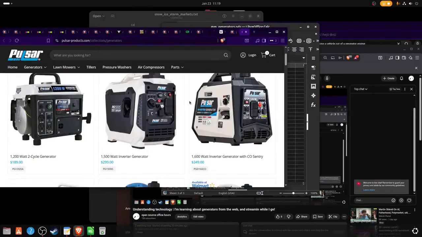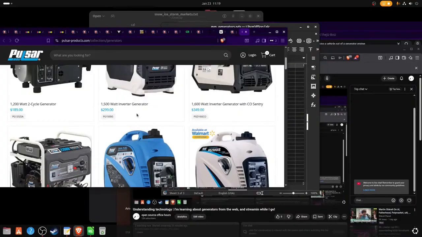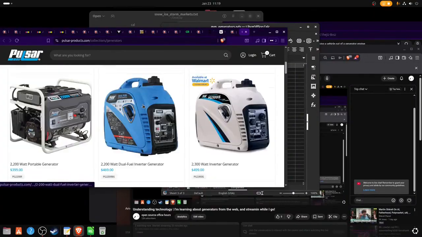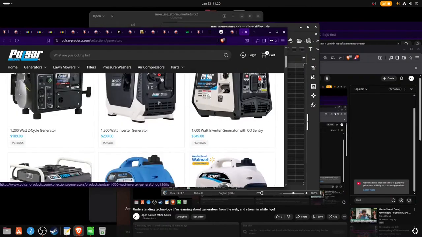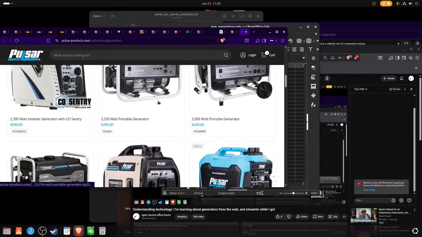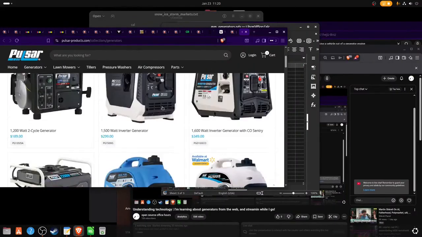I do like the look of these. They look sort of industrial, cheap style. I don't know, 1500 watt for $300. 1200 watt 2-cycle generator. Yeah, I like the look of this.